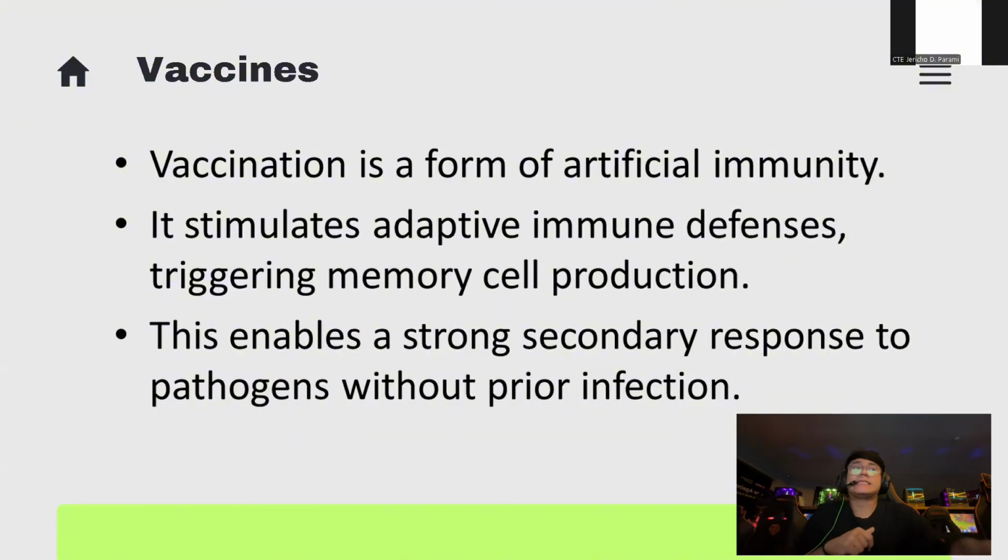So what are vaccines? I think, like I said earlier, most of us are very familiar with vaccines. I'm sorry for that.